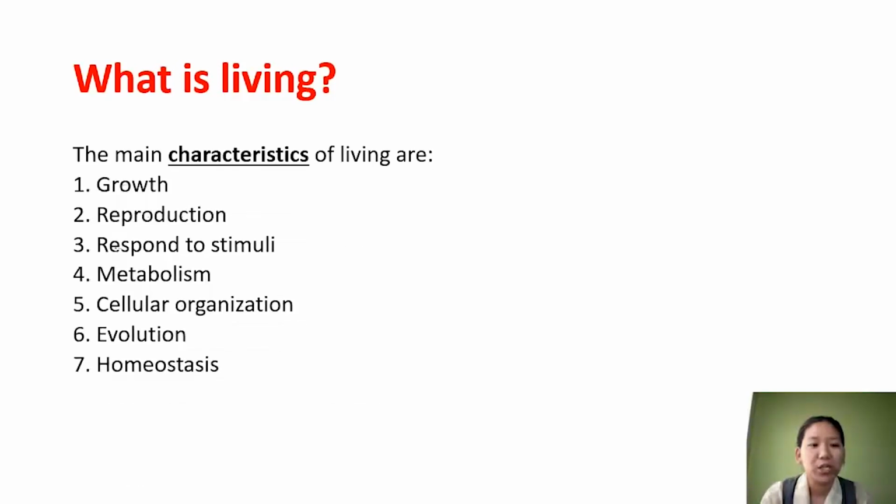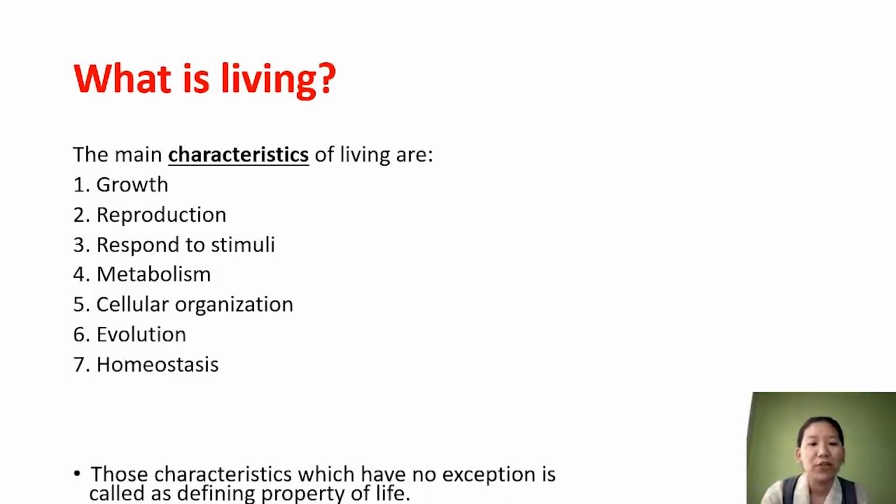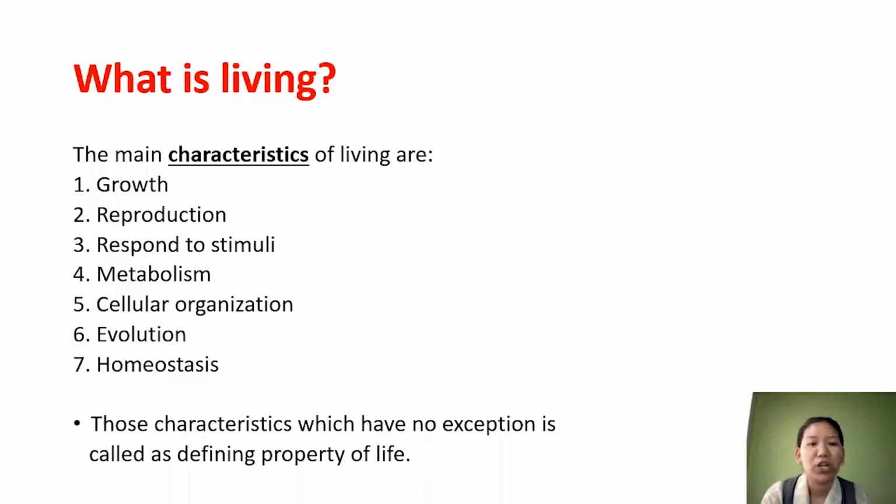Growth, reproduction, response to stimuli, metabolism, cellular organization, evolution, and homeostasis. You can add two extra characteristics which are found in living organisms. These characteristics can be definitive or non-definitive. The characteristics which do not have any exception, we call them definitive characteristics. So here we are talking about living. If these characteristics do not have any exception, then we call them a definitive characteristic of a living.